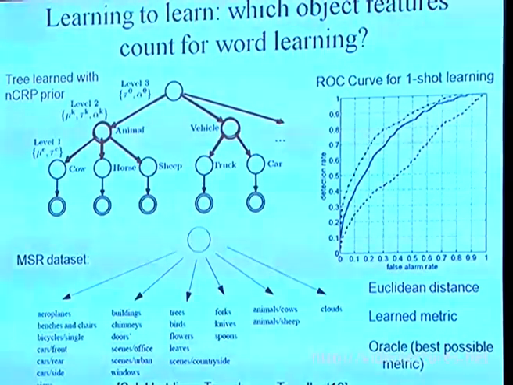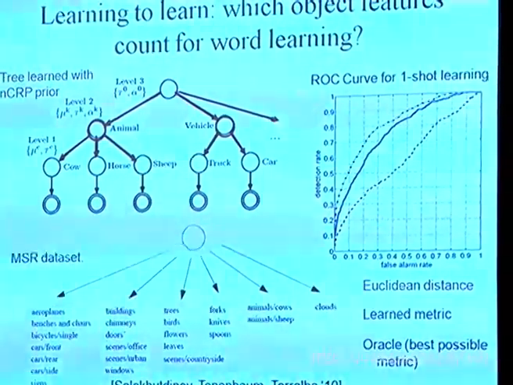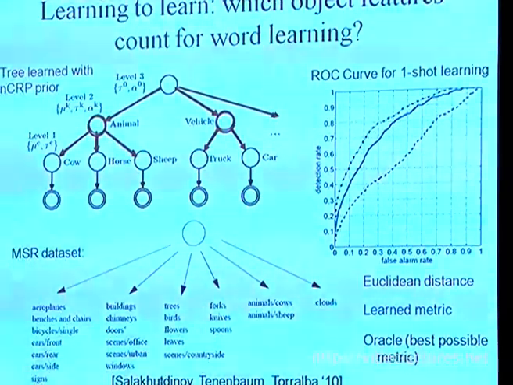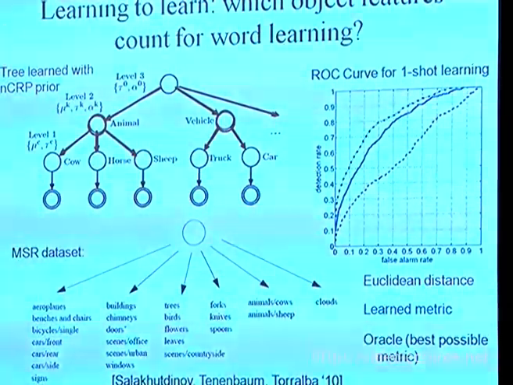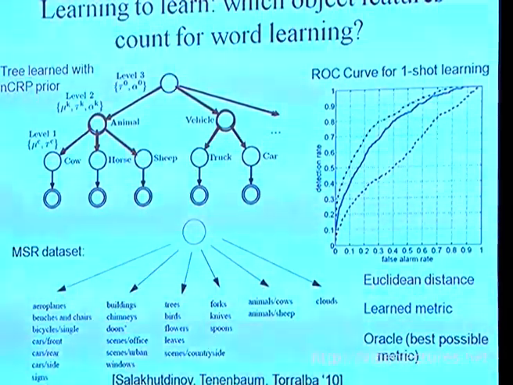So here's an example of applying this to this MSR data set, which is a fairly small data set, but it has a nice superclass structure. And you can see that what we recover down in the lower left are superclasses that seem both semantically and visually plausible. And what you can see in the ROC curve on the right-hand side is how much this buys you for one-shot learning.